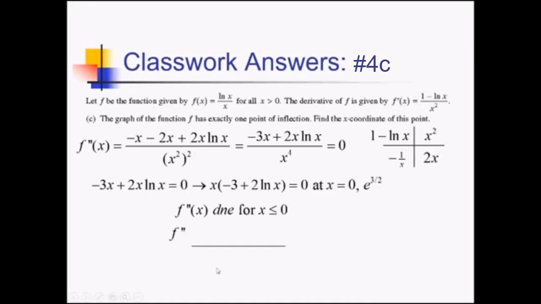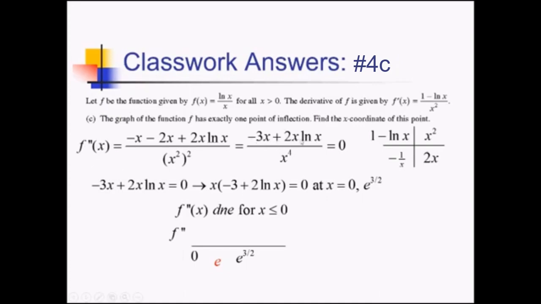Here's our f double prime line starting at 0, and we have e to the 3 halves along the way. So now let me go ahead and plug in something between 0 and e to the 3 halves. I could plug in 1, that would be pretty easy. Or I can plug in e, also pretty easy. I'm going to use my simplified version here. So let's see here. This is going to be, we got negative 3e.